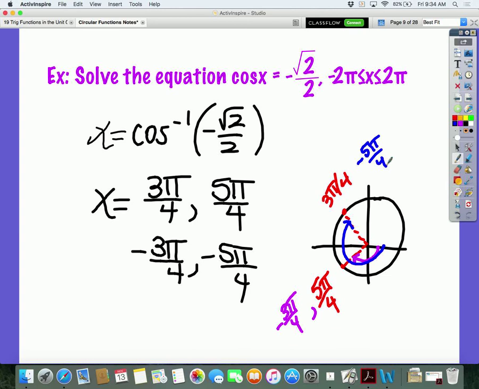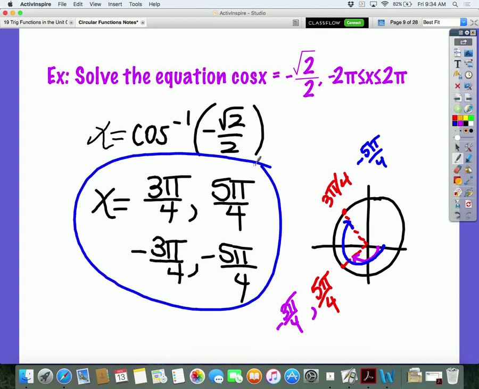Okay? The negative answers are completing the domain. It's asking between negative 2 pi all the way up to 2 pi, so that will include all your positive values and all your negative values on the unit circle. So not the coordinates, the angles. These are angles, and these are your answers. All four of these are your answers. It's not asking for one, it's asking for the solutions between negative 2 pi and 2 pi. Because these first two were only from 0 to 2 pi, you need the values from negative 2 pi to 0.